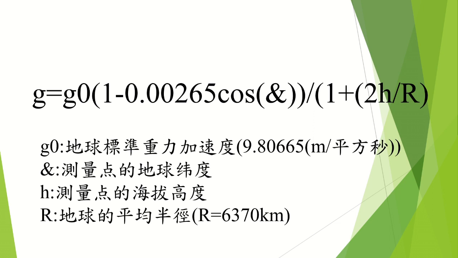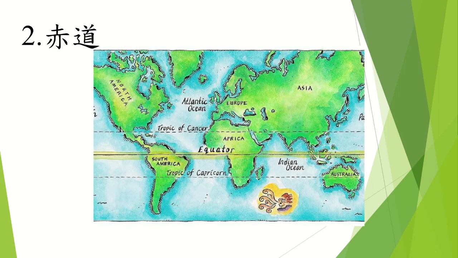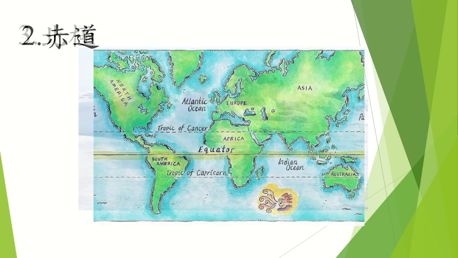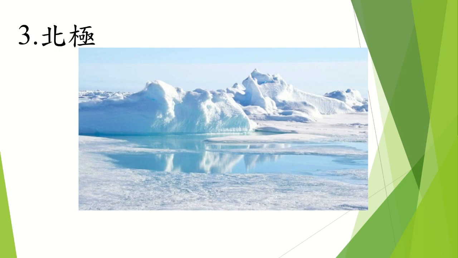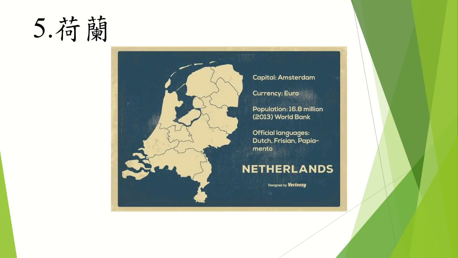From the equation for G, I chose 5 places that may represent different factors which affect the value of G. They are Taiwan, the equator, the North Pole, the Himalayas, and the Netherlands. Why did I choose these places? Taiwan is the place we live. The equator has the lowest latitude on Earth. The North Pole, on the other hand, has the highest latitude on Earth. The Himalayas have the highest altitude on Earth. And the Netherlands is just a representative for countries that are lower than altitude 0.